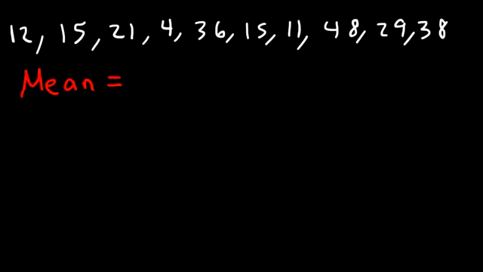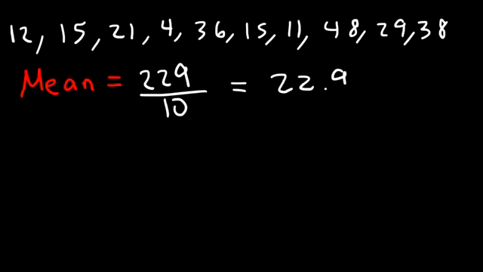Let's add up the 10 numbers. So the sum of the 10 numbers is 229. 229 divided by 10 will give us an average of 22.9. So that's the arithmetic mean. Now let's calculate the median.